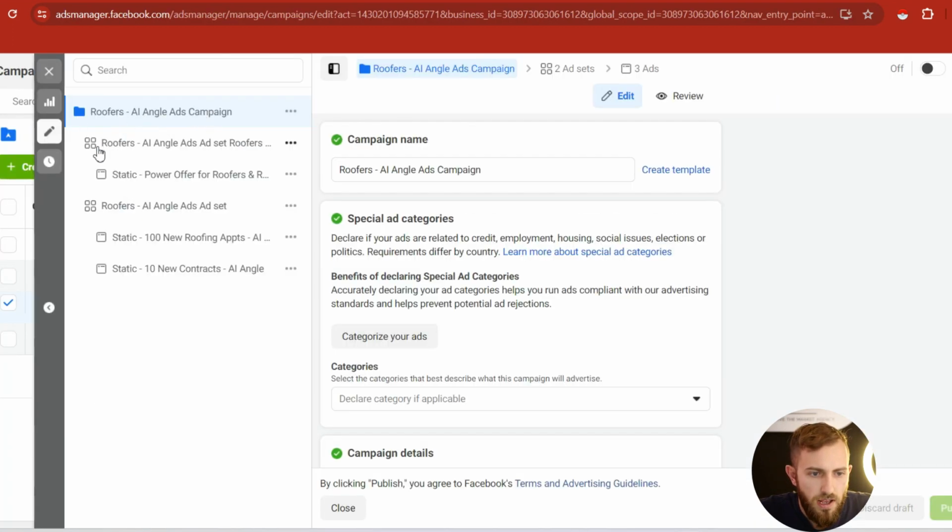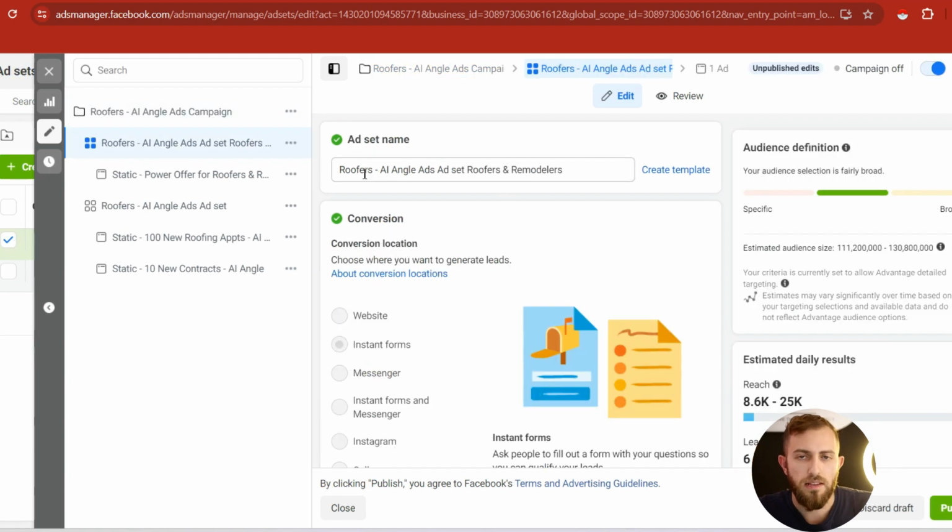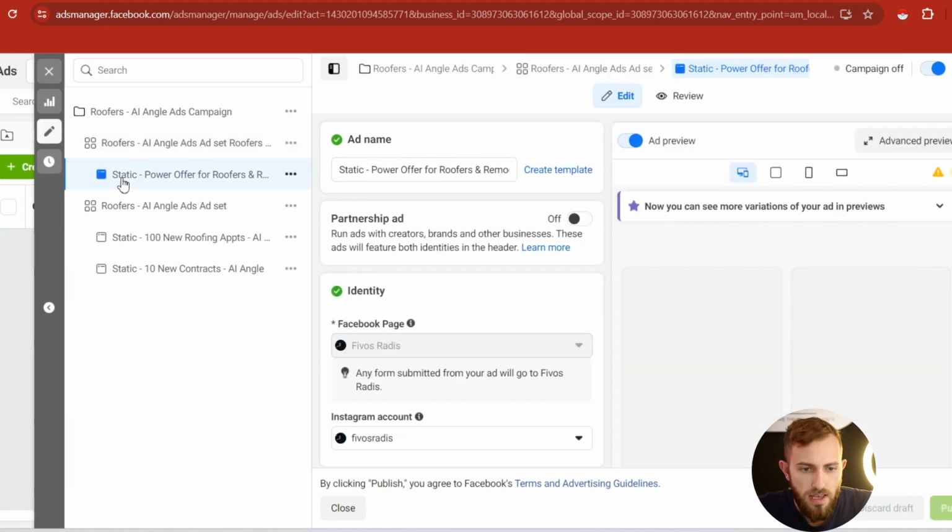So there are 3 levels in a Meta campaign. And Meta campaign means Facebook or Instagram campaign. The one level is just creating the campaign. The next level is the ad set. You can think of the ad set as who you're targeting, the exact target audience that you're going after. And then there is the ad over here.